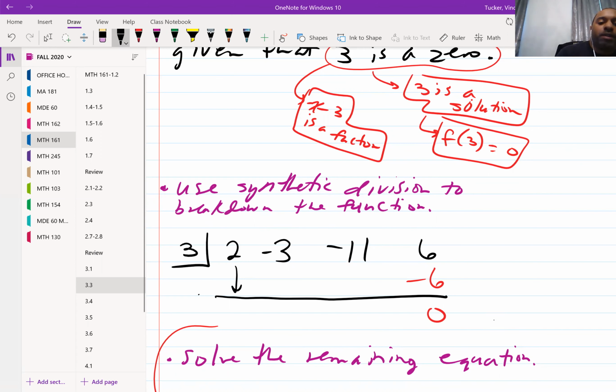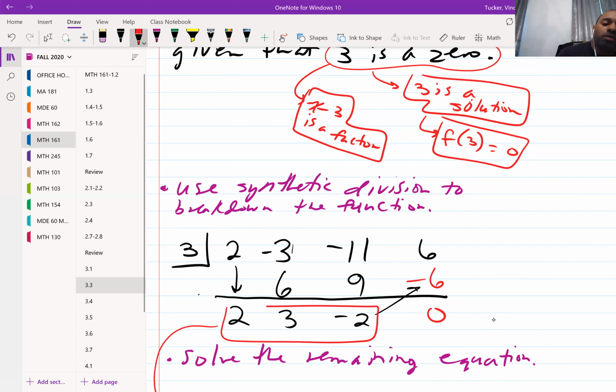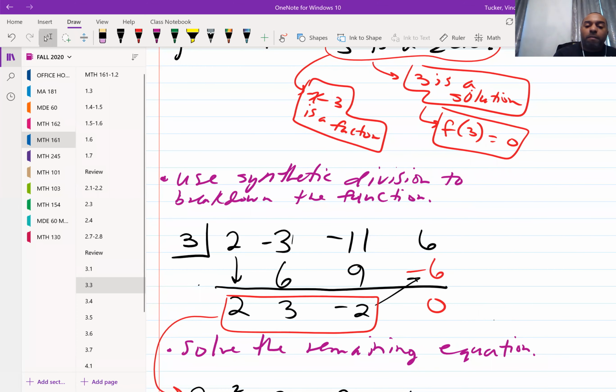So you bring down 2. 3 times 2 is 6. Add these together. -3 plus 6 is 3. 3 times 3 is 9. Add those together, that's -2. And 3 times -2 is -6. And then 6 and -6 will give you 0. So this is what we'll use moving forward: 2, 3, and -2. So before I scroll up, any problems with that, with the process?